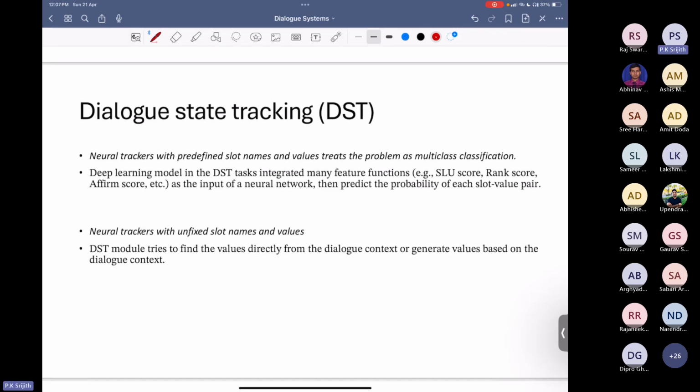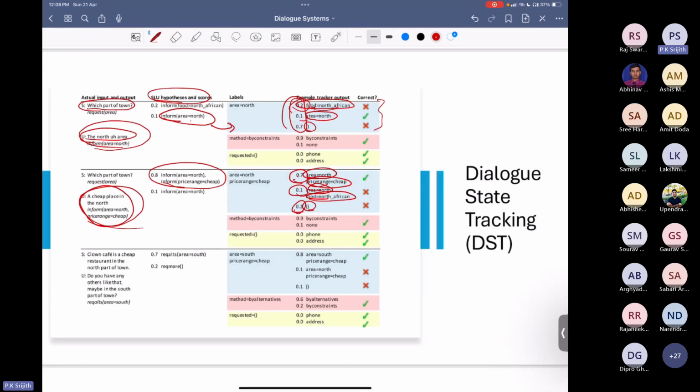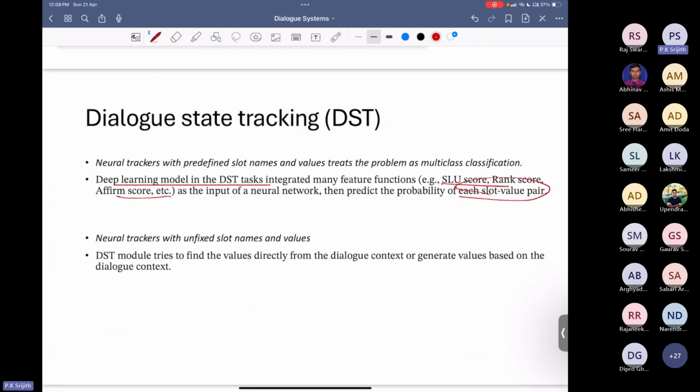People use deep learning models in the DST track, and many times these deep learning models make use of a lot of features, like some SLU score, rank score, etc., as input to your network and predict the probability of each slot value pair. This is the probability of each slot value pair that the deep learning model for DST is predicting based upon the input from the NLU, the natural language understanding module.